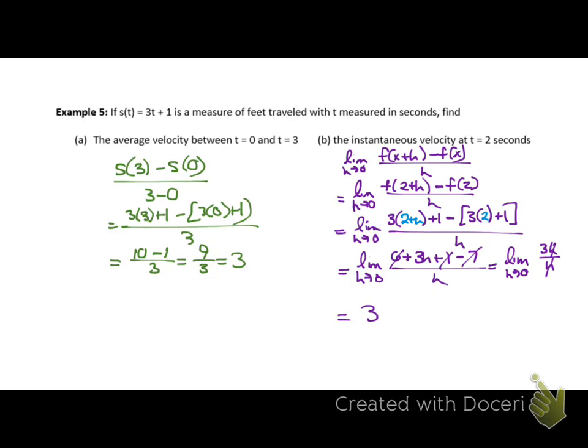Now, keep in mind, the answers both happen to be 3. It happens because it's linear. That doesn't always happen, and you'll see that in the next problem. But don't forget units. It says it's a measure of feet traveled with t measured in seconds, so it's going to be feet per second for both of these.